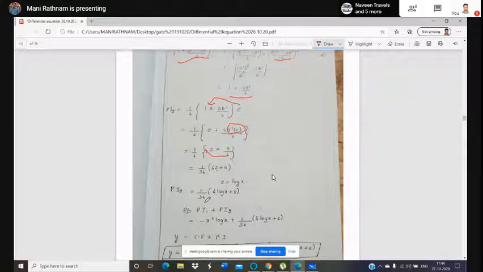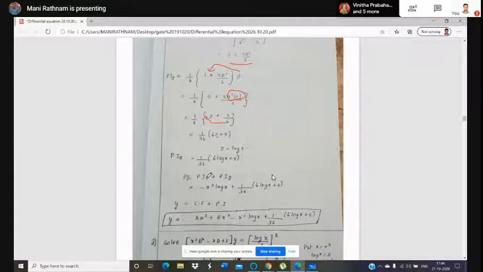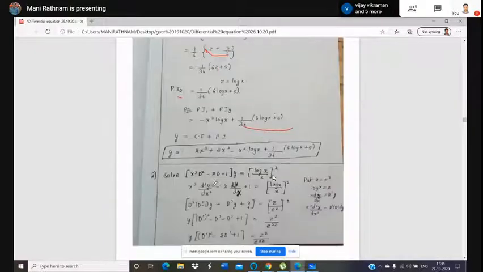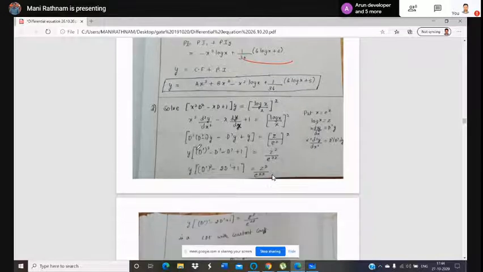Thus this is PI2. And finally, two functions exist on the RHS side, PI1 plus PI2, which is called the general PI. So PI1 for the exponential term, PI2 for the algebraic term, and finally y equal to CF plus PI can be written. And now one more sum. Solve this: x square D square minus xD plus 1 of y equal to log x by x whole square.